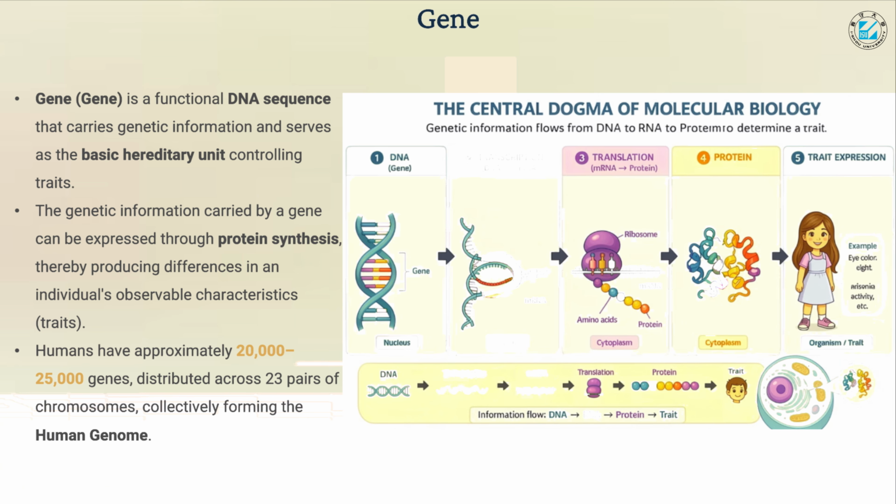Humans have over 20,000 to 25,000 genes. These genes are distributed across 23 pairs of chromosomes and together form the human genome. Therefore, when we study genes, we are studying the molecular instructions that help determine how the human body develops, functions, and responds to disease.